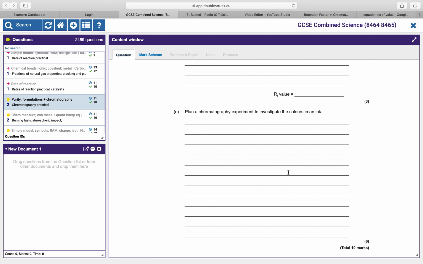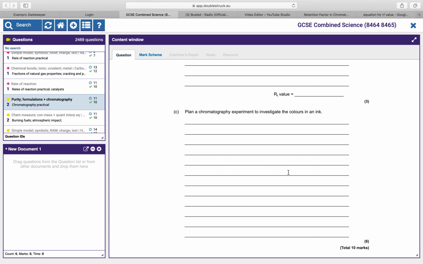Then this final question: plan a chromatography experiment to investigate the colours in an ink. I've seen quite a few 6-mark questions on this. It's an easy way to pick up 6-mark questions. It is a required practical, so just think back to it. What do you need? You need your chromatography paper. You need a pencil. You need a ruler. And you need a beaker, and you need a solvent. In which case, we will use water in this instance.